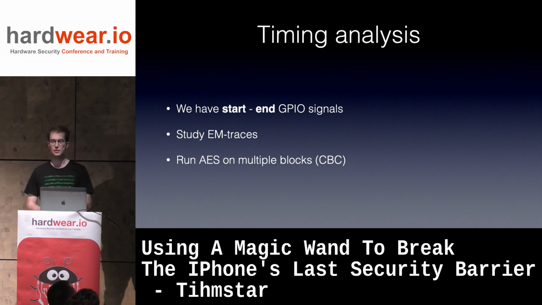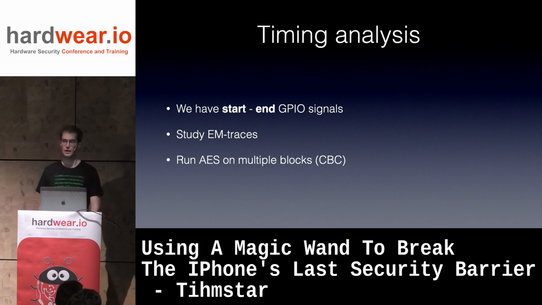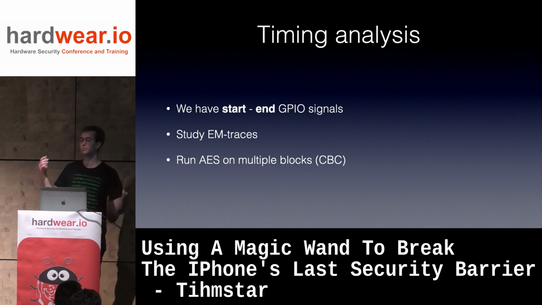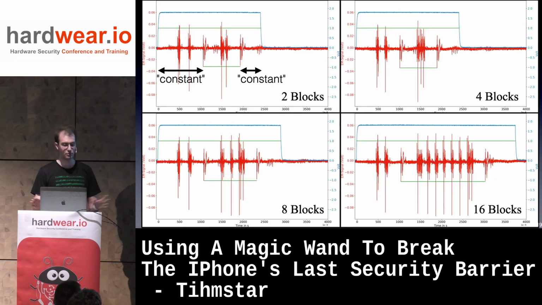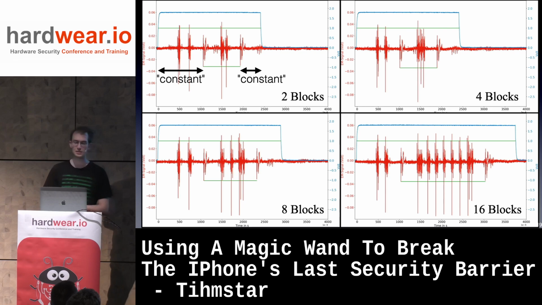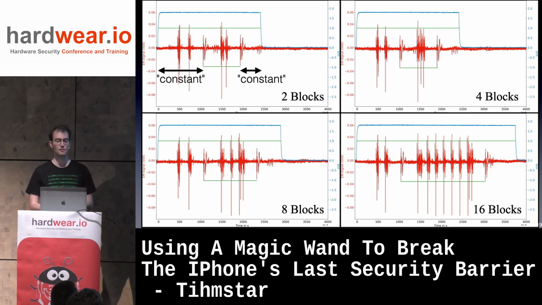Let's do some more basic analysis, timing analysis. We have the start and the end GPIO signal. We can just study the traces, and we can run multiple blocks of AES. So instead of one block, we'll encrypt like 8 blocks or something like that. Okay, I did that. So basically, we get something like this. In the top left, we have 2 blocks encrypting, then 4, 8, and 16.